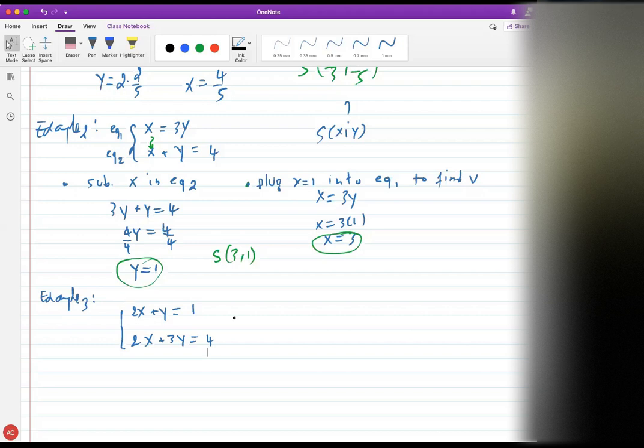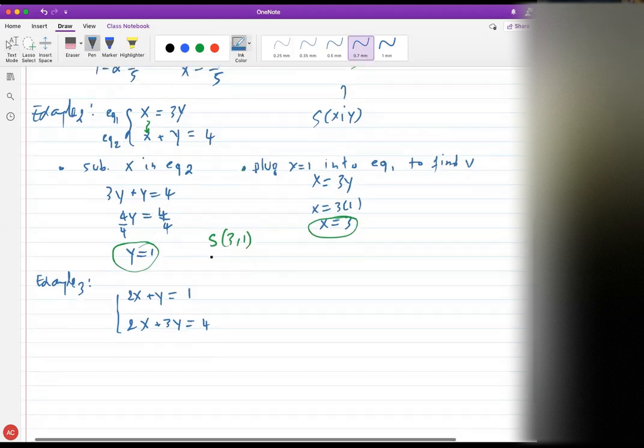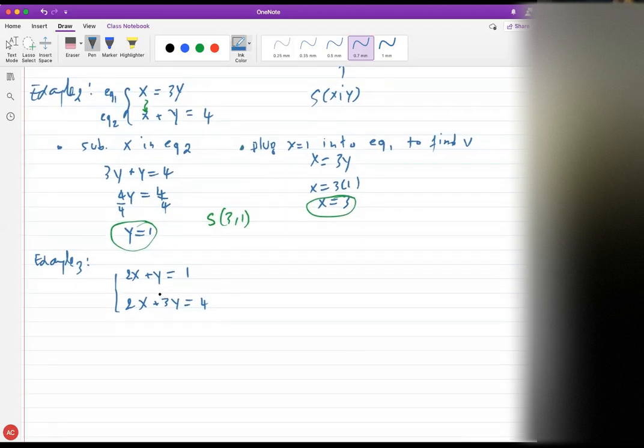Cancel out 2x, cancel out y from 3y, you got 2y. And it's going to be 30. So we need to isolate one of the variables. Looks like we can get the y by itself here easily.